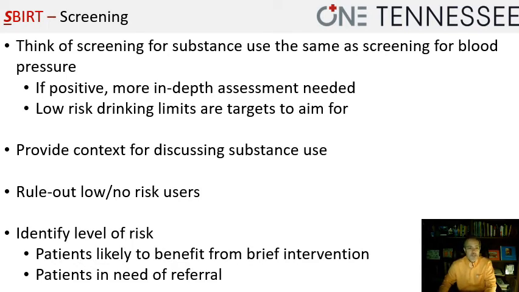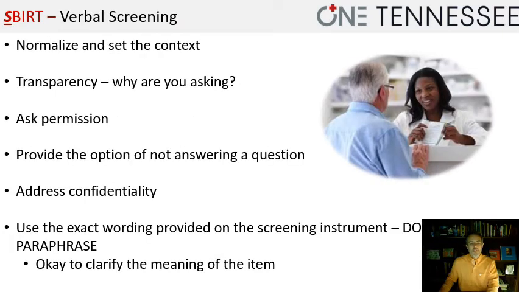When providing a verbal screening, be sure to normalize and set the context, and be very transparent as to why you're asking. This can be something as simple as just stating, "This is a screening that we provide for all of our patients annually," so that they don't think that you're singling them out for any one specific reason. Ask permission and provide the option of not answering a question. Address confidentiality and reassure them that your conversation is confidential and protected by HIPAA privacy laws.